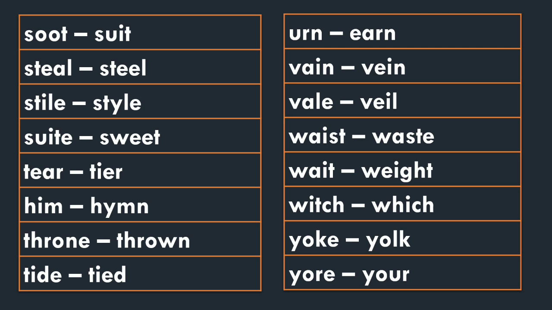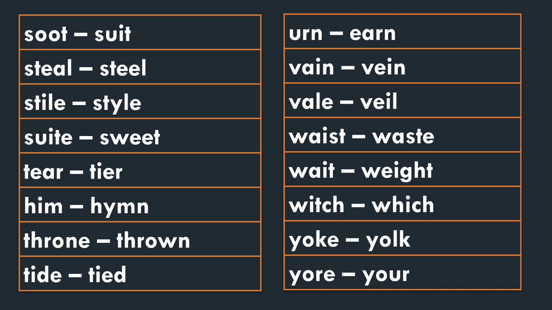Next is which, W-I-T-C-H and W-H-I-C-H. So W-I-T-C-H, witch, means it is believed that some women have very magical powers. Particularly they use these powers to make evil things, and these kinds of women do appear in fairy tales. So W-I-T-C-H. And W-H-I-C-H, which, is used to tell one thing from many things, that is which, a WH question word also.